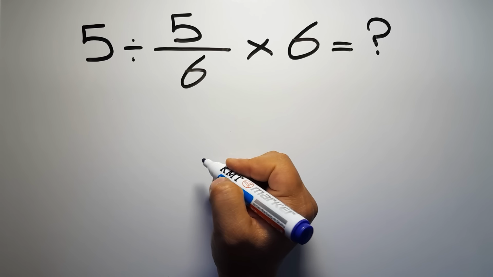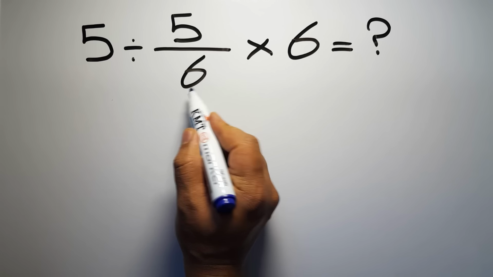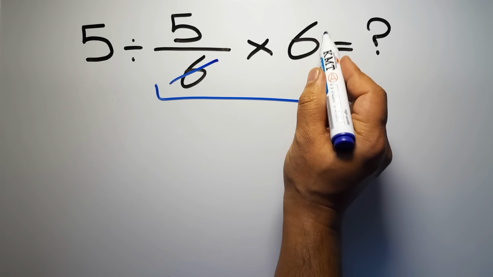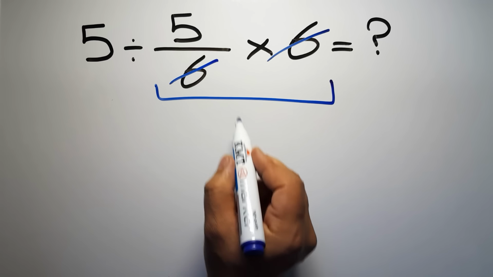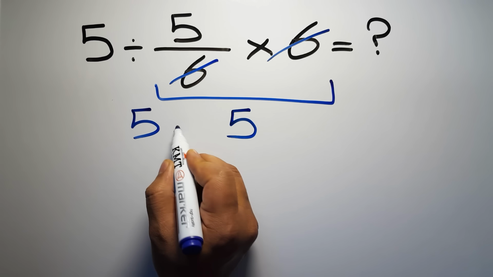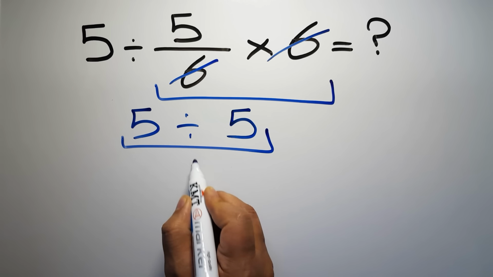First, we do this multiplication. 5 over 6 times 6. We can easily cancel this 6 and this 6. So here we have just 5. And the 5 divided by 5 gives us 1.